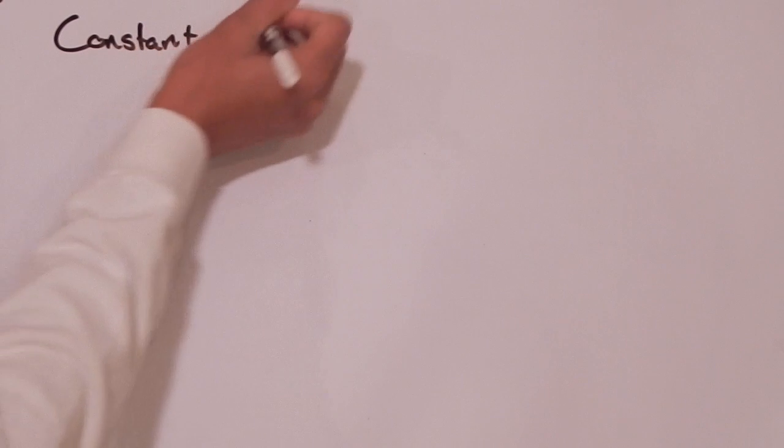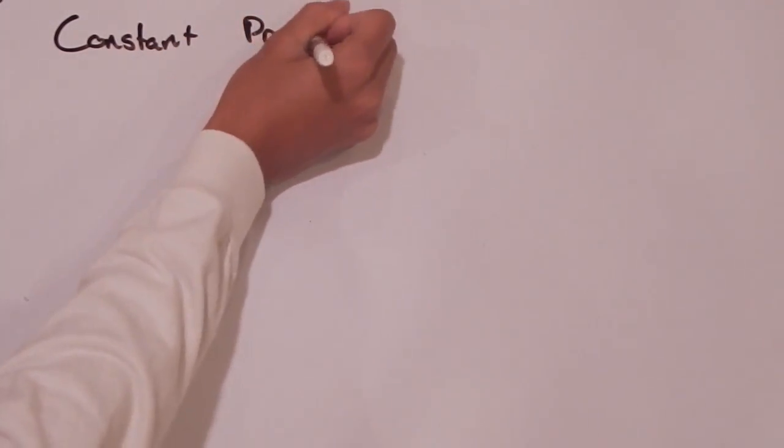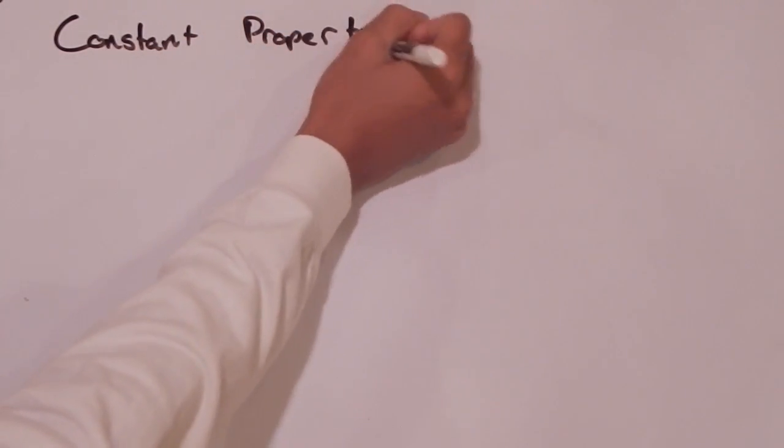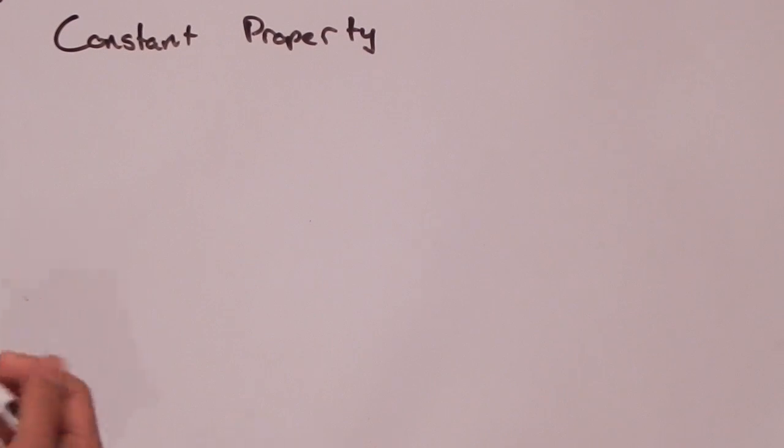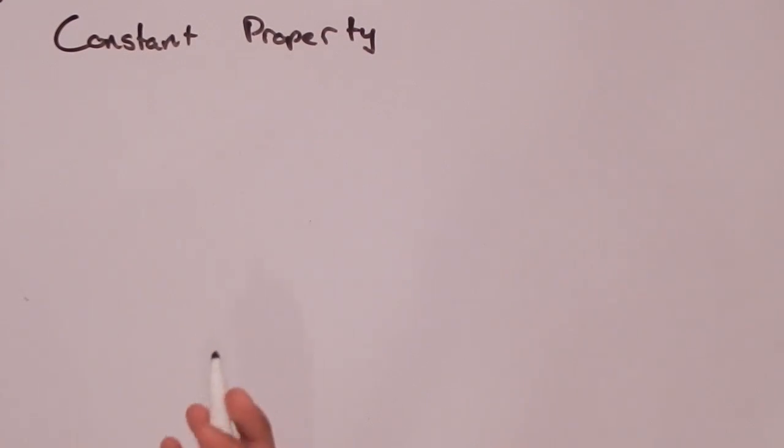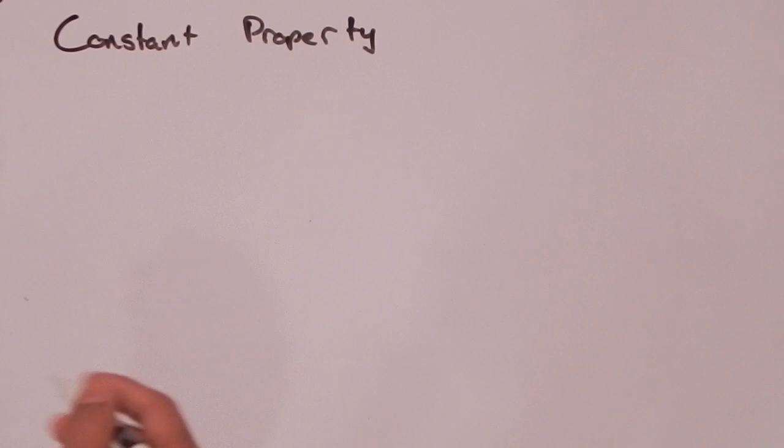Alright guys, we're going to start looking at our first property, and we're going to call this the constant property. So this is a very important property. It seems pretty basic. It is important to prove, and something we do in this proof is going to be really important for future proofs we're going to do, especially in this properties video.